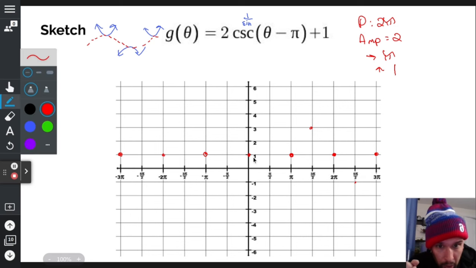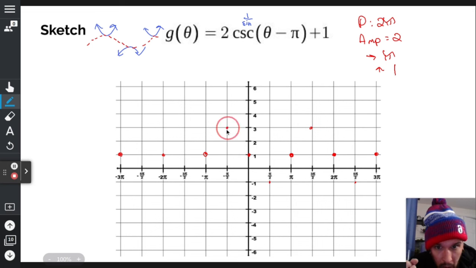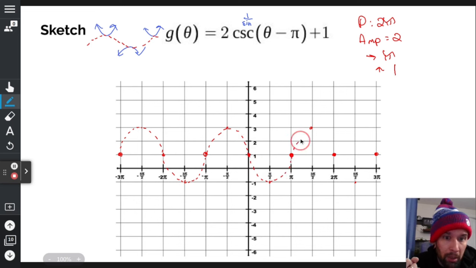Put a dot here, so you would be going down, going up, going down, going up. Now again, this is my blueprint. This is not at all my secant graph, cosecant graph. But by doing this, we now know how our graph is going to behave, where the midline of my sine would be my vertical asymptotes.